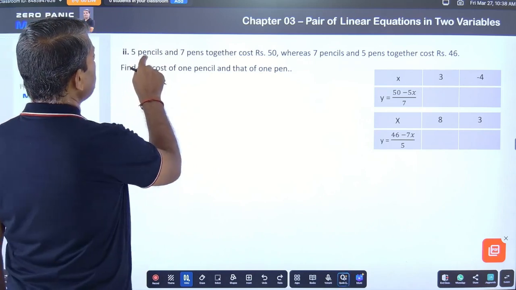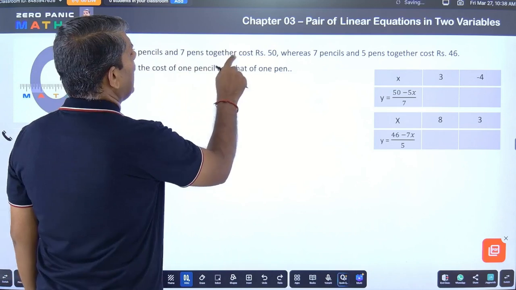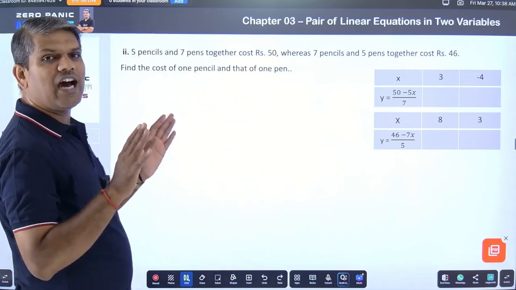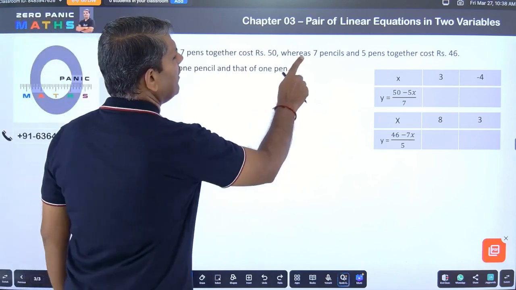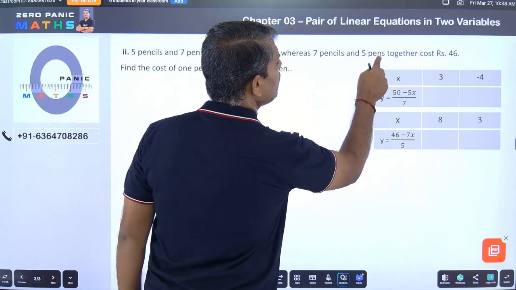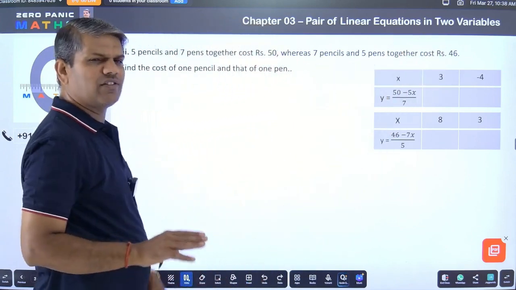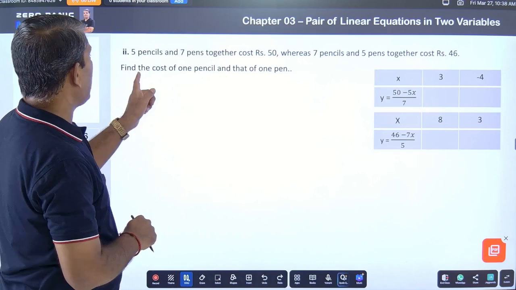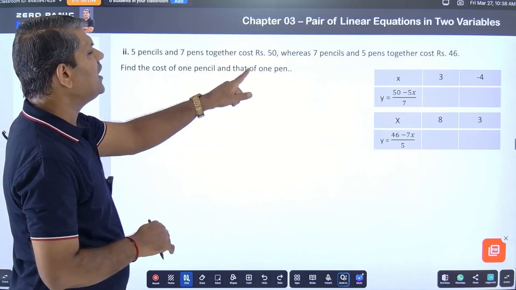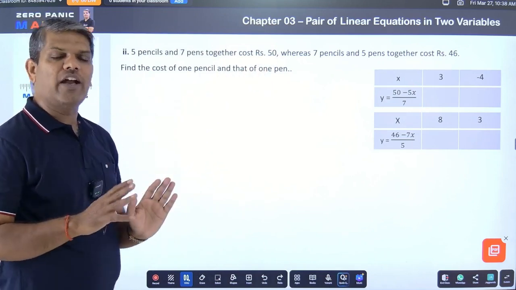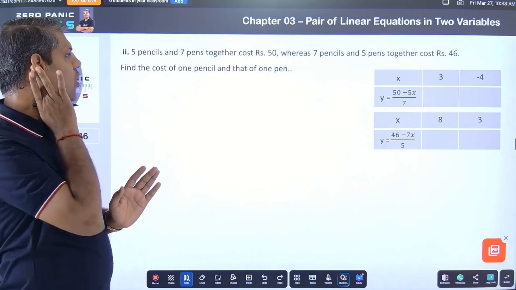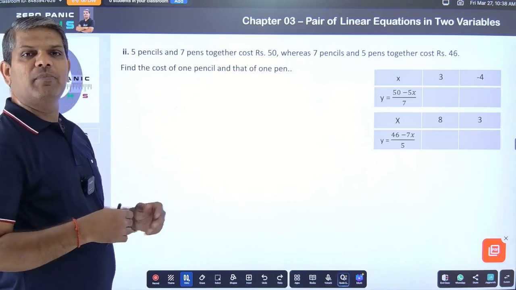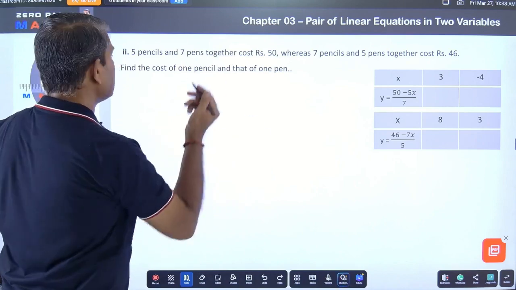Question is 5 pencils and 7 pens together cost rupees 50. Here pen and pencils are our two variables. Okay, whereas 7 pencils and 5 pens together cost 46. We can easily write the linear equations out of it. Find the cost of one pencil and that of one pen. We have to find out cost of one pencil and cost of one pen. So that is actually the two variables x and y for us. Okay, let us quickly do that.